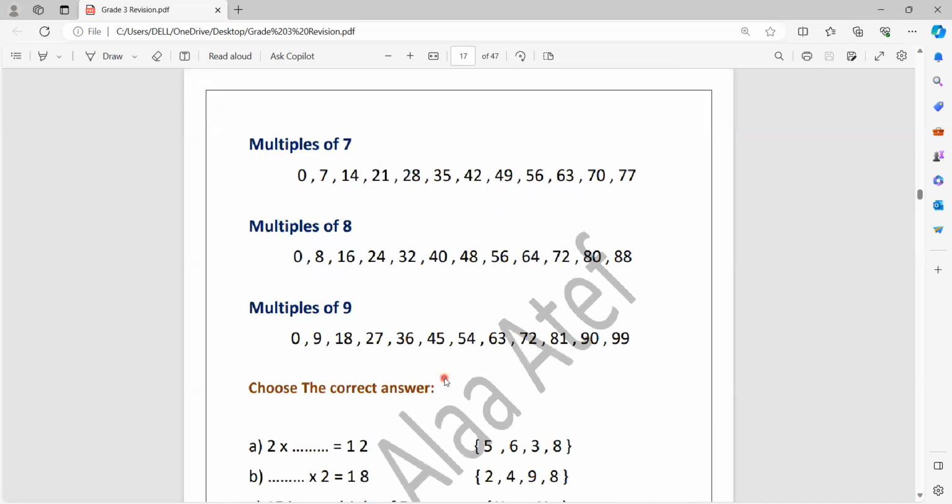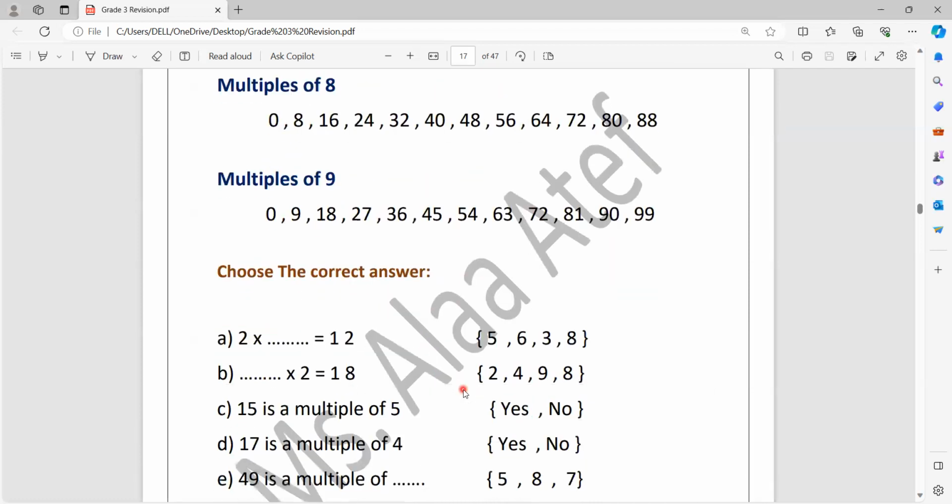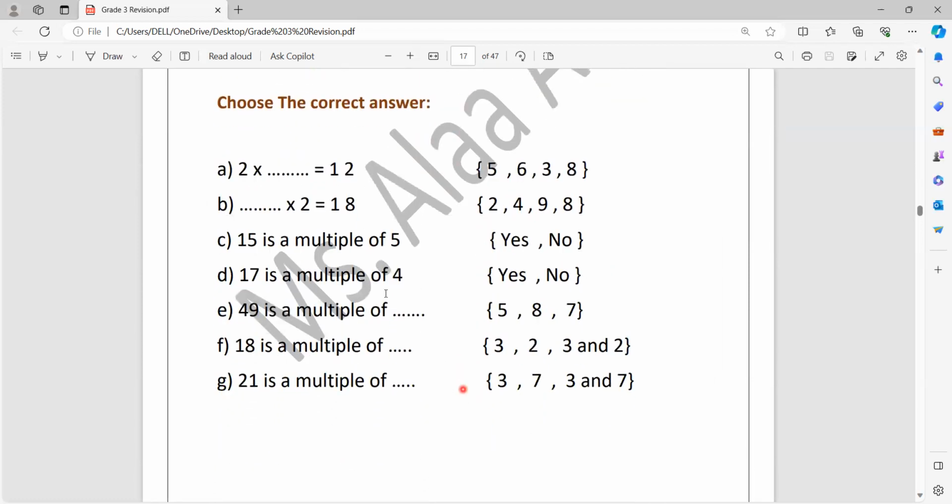Now let's answer this exercise together. Choose the correct answer. 2 times what equals 12? So I want to say timetable 2 until I reach number 12. So yes, it's 2 times 6. 2 times 6 equals 12. So the missing factor here is 6.